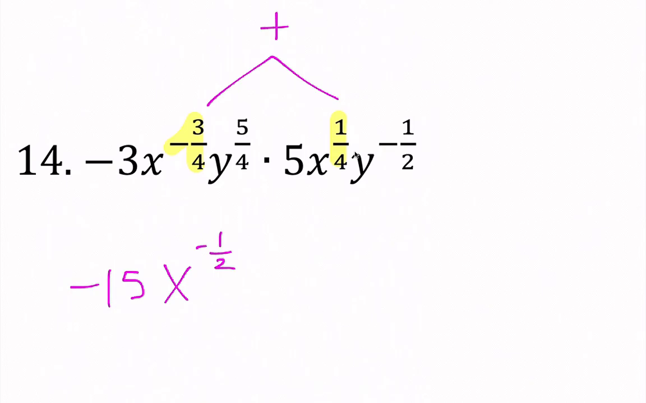And then I need to do the same thing with my y's. So I'm going to go ahead and write y down. So I have 5 over 4, and I'm going to add negative 1/2, and that's going to give me a positive 3/4.